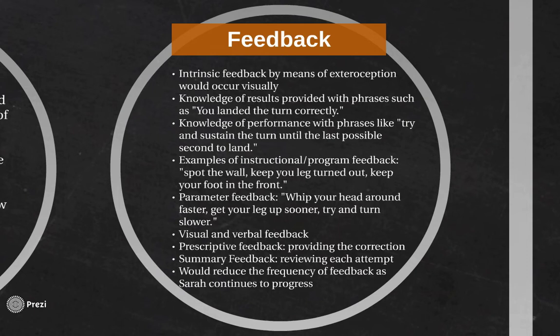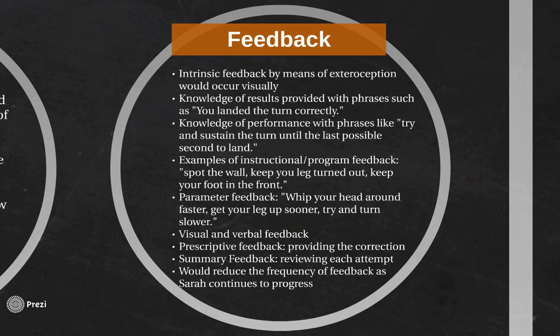Summary feedback, reviewing each attempt, is something that I would be more apt to do. If I did the average feedback, she's just going to get an overall gist of problems. If I give her summary feedback, I can say, well, the first time you did it, you kept your leg straight. But the second time you did it, you didn't keep your leg straight.